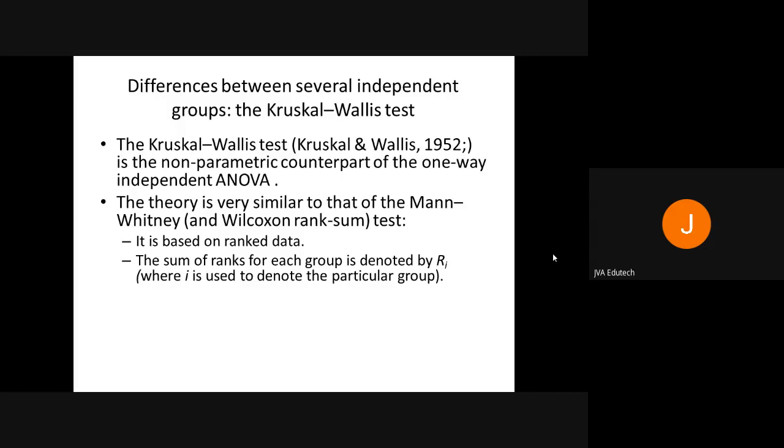And this test is used when the groups or conditions contain independent scores. Now keep in mind, you have more than two groups, but again the groups are independent of each other. So basically it's the extension of the Mann-Whitney test. Clear?